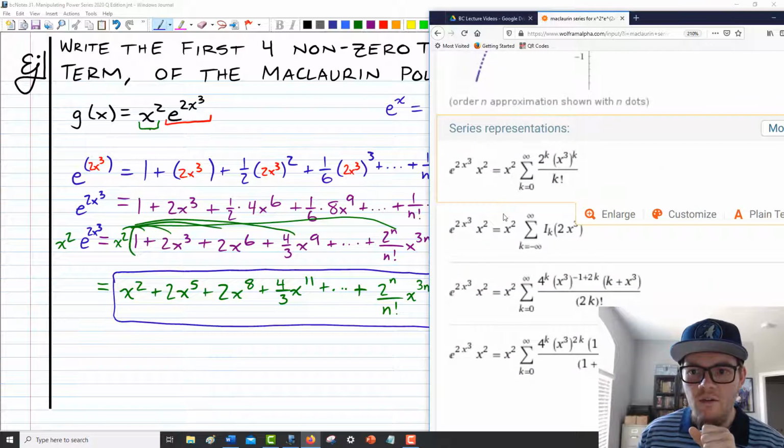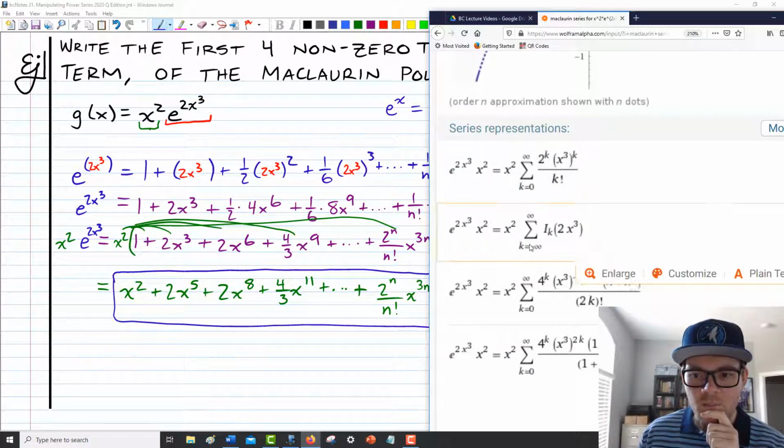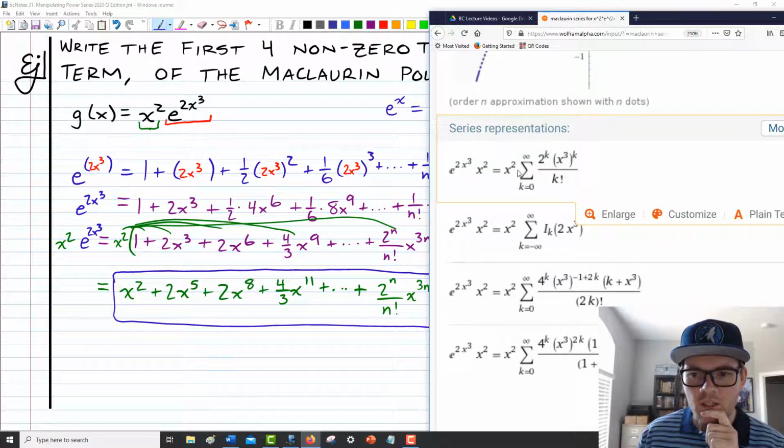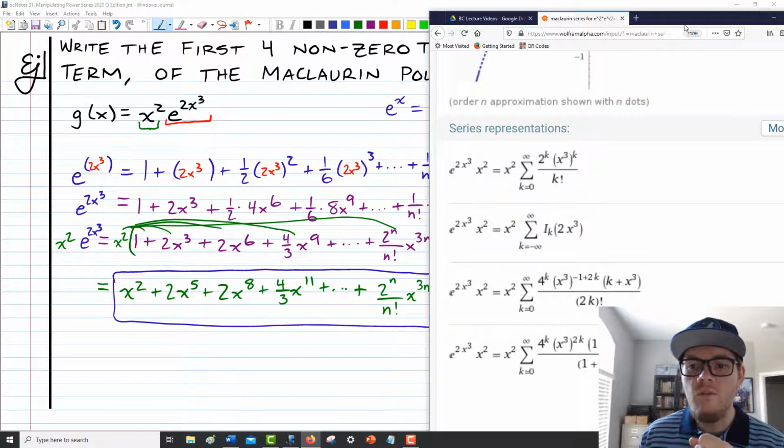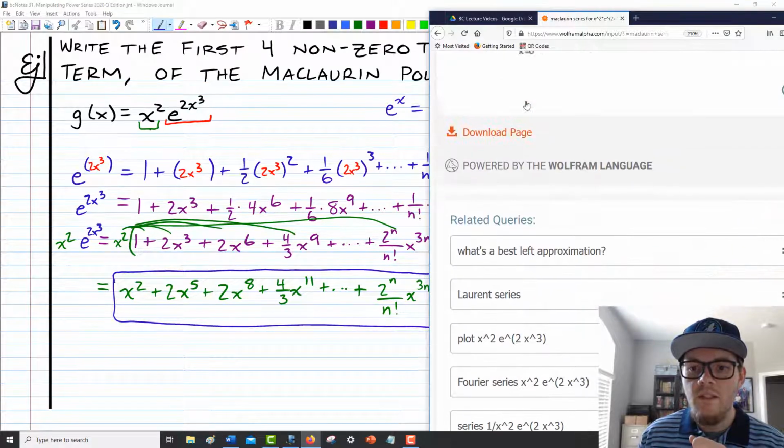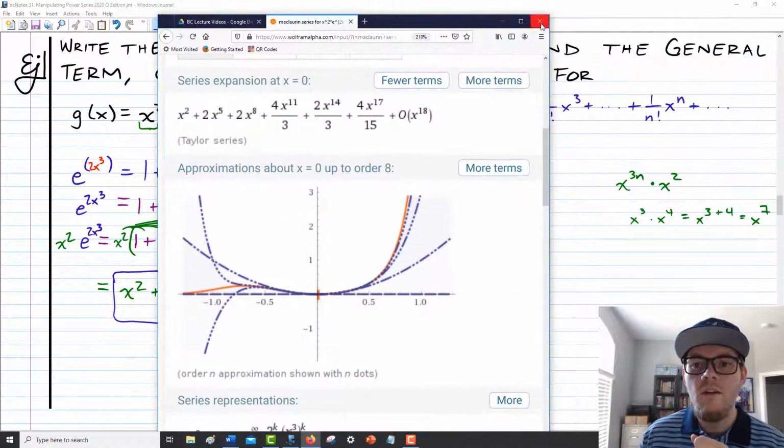And then, let's see, does it have a general term? It goes 2 to the x squared times, yeah, they didn't multiply it all through. Interesting. But if you multiply it all through, we'll get the same answer. 2 to the n, x to the 3n over n factorial, and then we've got that x squared that distributes in. So it looks like we did indeed get it correct and do it correctly.